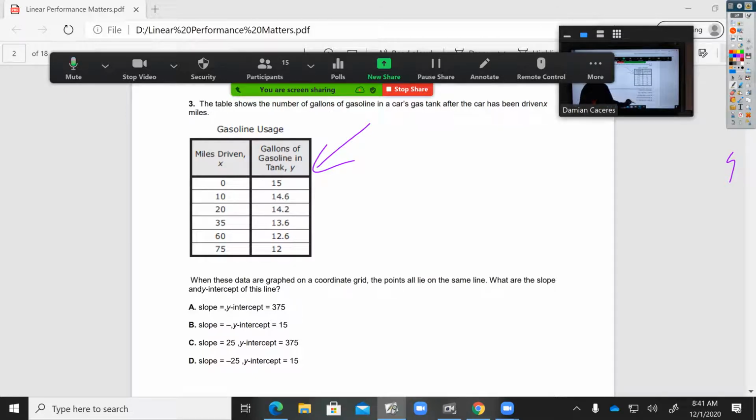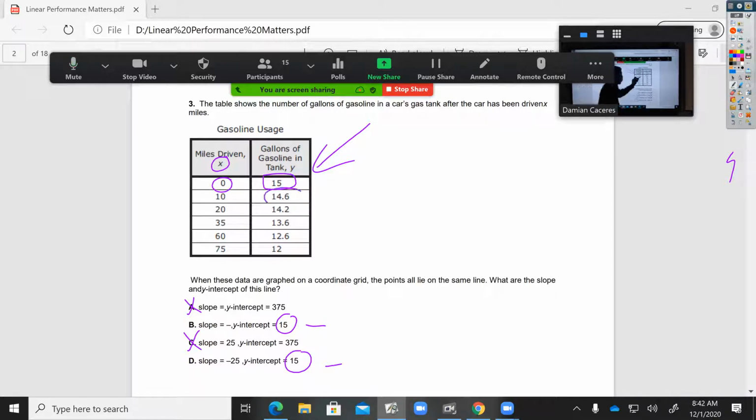But let's start off simple. Whenever the x value is 0, that other number is your y-intercept. So already I know the answer has to be B or D. A could be eliminated, C could be eliminated. You with me? Now, the only thing left to pick between B and D is finding the slope.